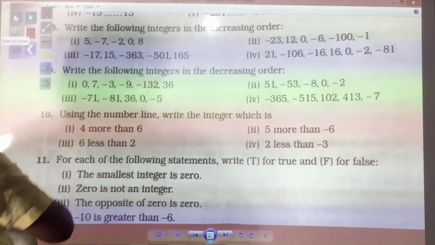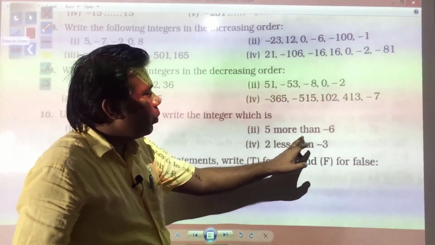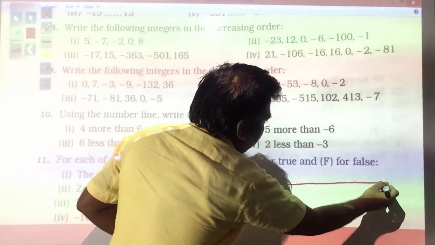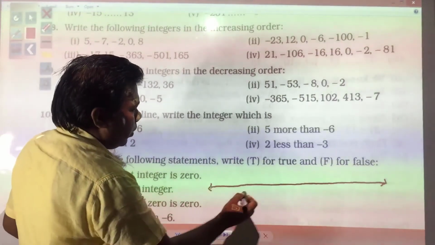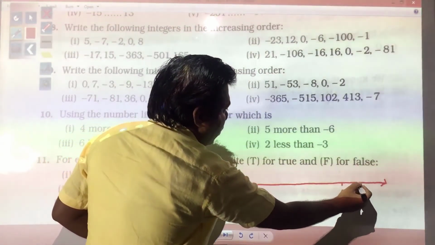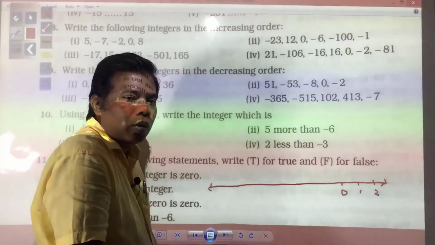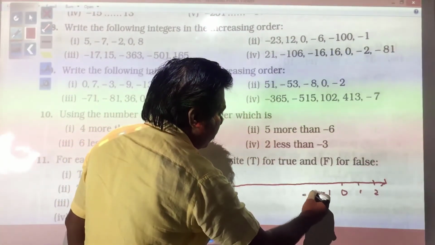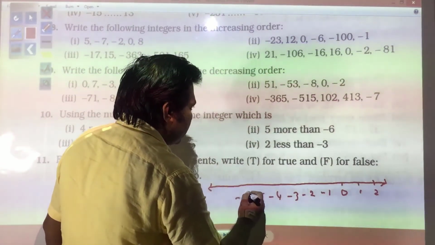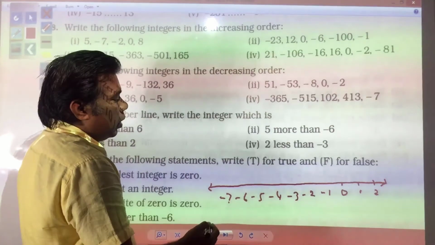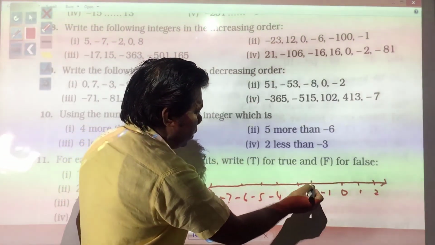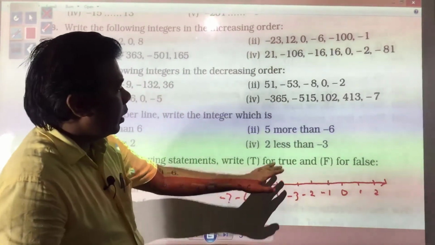Next you see, 5 more than minus 6. Again the same thing is required to be done, a number line is required to be drawn. Suppose this is 0, 1, 2, here you have -1, -2, -3, -4, -5, -6, -7. So, here you see 1, 2, here a mark will be required to be given.